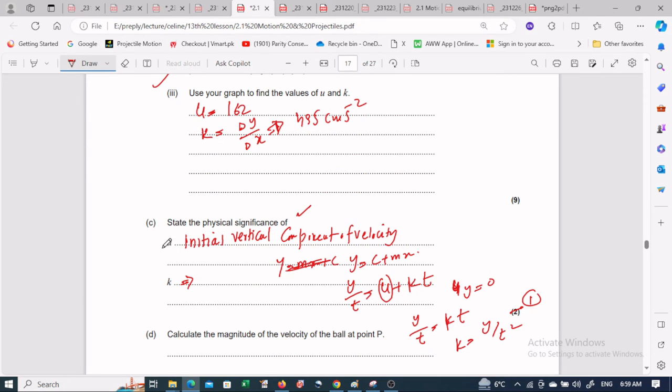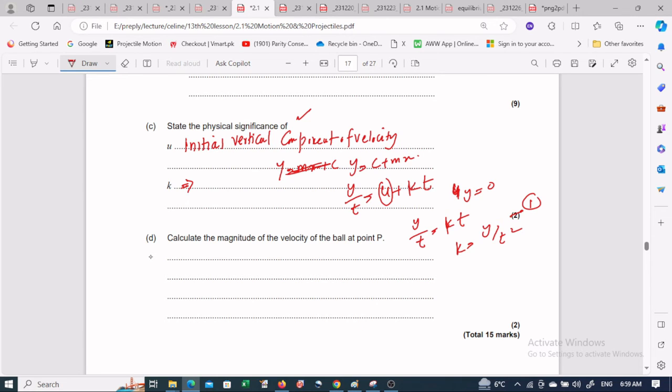As we know, we can also write the second equation of motion, that is y is equal to ut plus half at square. This is the y component, so the initial vertical component is 0, so y is equal to 0 into t plus half at square. So y over t square is equal to half a, and that a is equal to g, so y over t square is equal to half g.